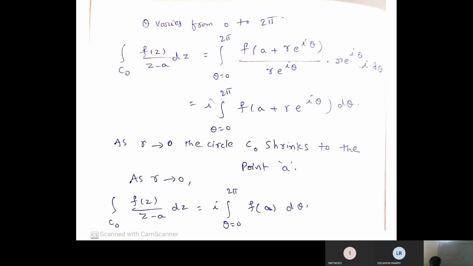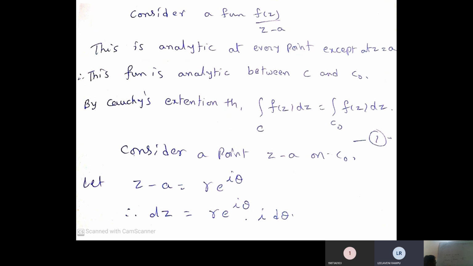What is the point you have taken? z minus a equals r e power i theta. That means z equals a plus r e power i theta. dz equals, a being constant, its derivative is 0, r e power i theta into i d theta, since we are differentiating with respect to theta. Theta varies from 0 to 2 pi because C naught is a circle, so the angle moves from 0 to 360 degrees.